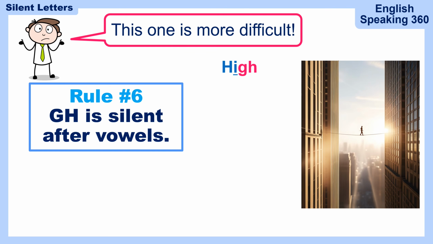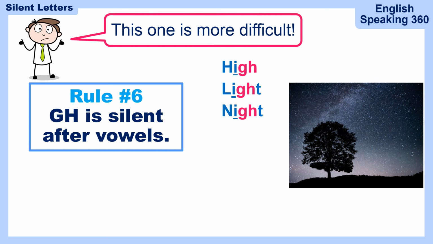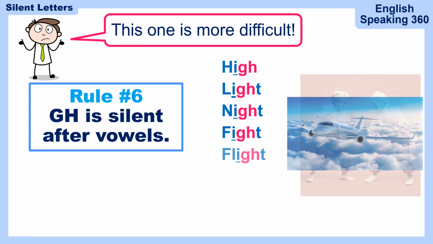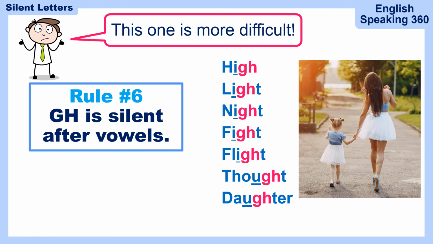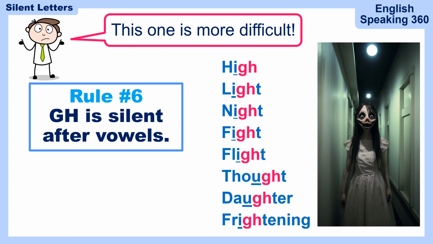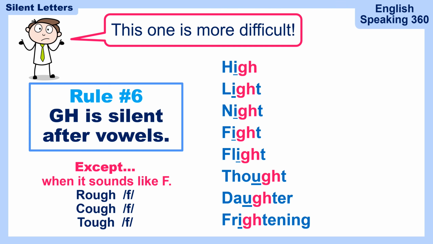Here we go. High, light, night, fight, flight, thought. Well, that's a very nice thought. Daughter, frightening. Except, watch out here, when it sounds like F. When it sounds like F, it is not silent. Here are 3 examples. Rough, cough, tough. In these 3 words, GH sounds like F.